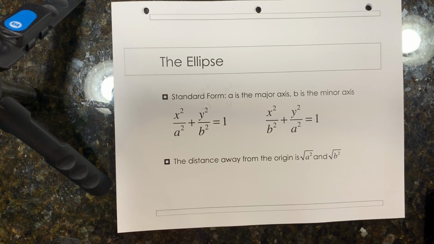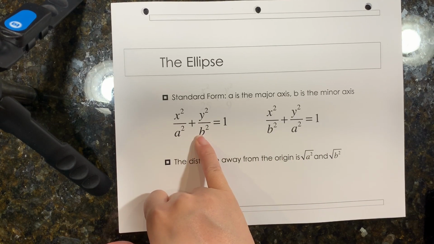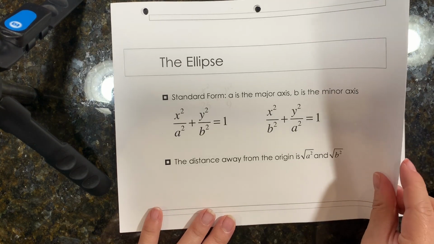Now, the distance away from the origin is going to be easily calculated by just taking the square root of the number below the x squared and the square root of the number below the y squared. That's just going to be your distance away from the origin in either direction on each of those axes.